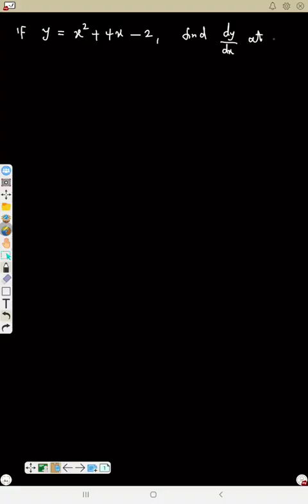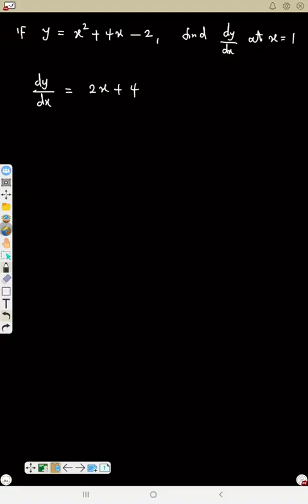at x equals to 1. Now this question is still similar to normal differentiation, but after you find the dy dx, anywhere you now see x, you put 1. Look at the question again. If y is equal to x squared plus 4x minus 2, find the dy dx at x equals to 1. That means I will first find the dy over dx. What is the dy dx? You get 2x plus 4. So that is the dy dx.